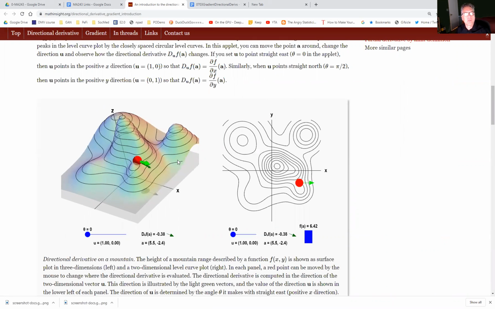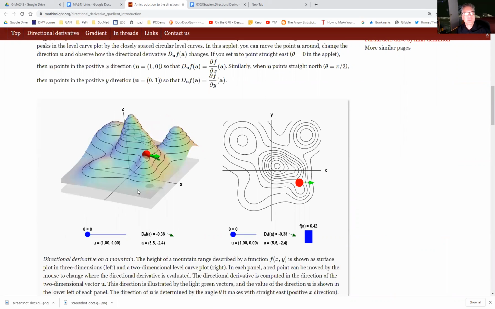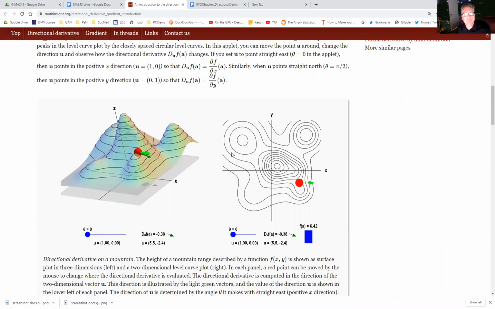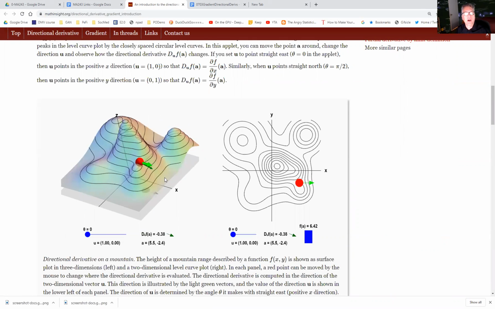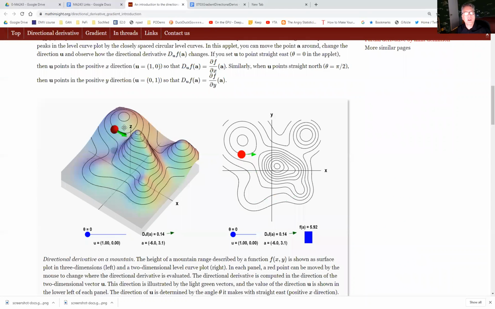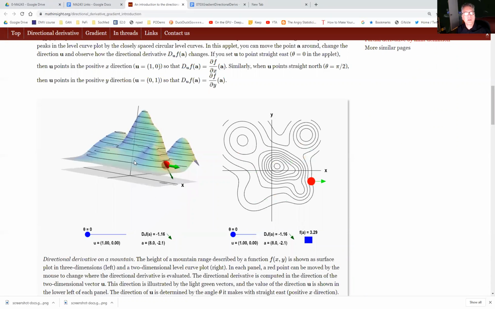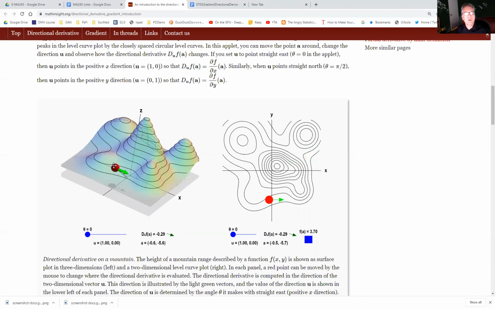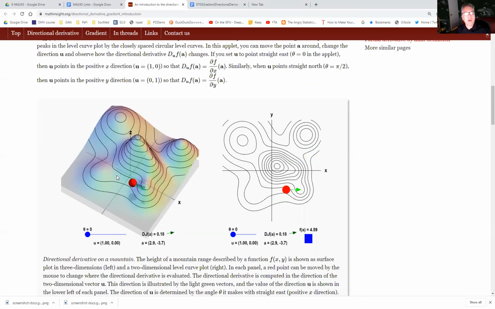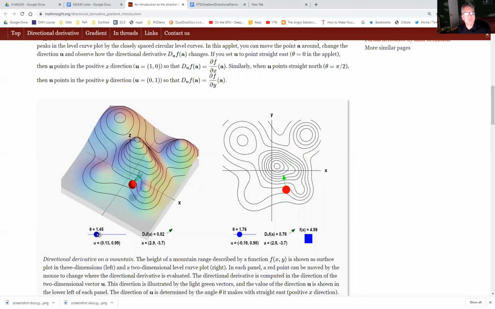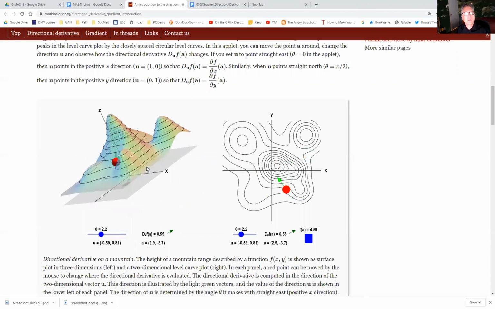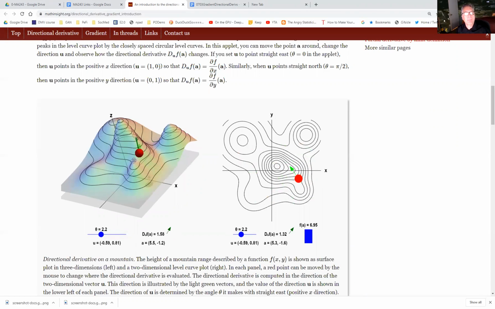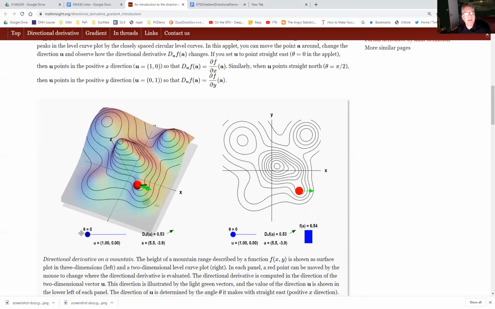And this is the first applet on the page. There's a surface plot of a function on the left and a contour plot on the right. And you can move the point around in the XY plane. And you can also rotate that green unit vector. So theta is the angle from the positive x-axis, and it's in radians for some reason.